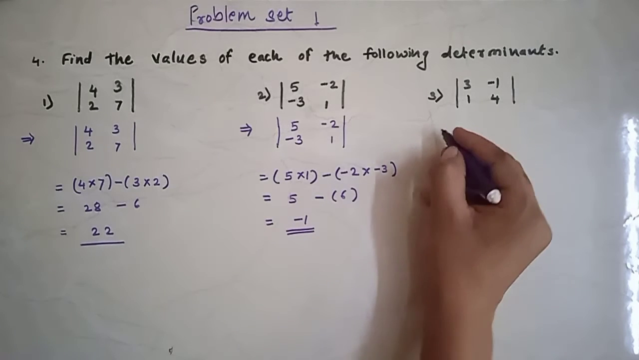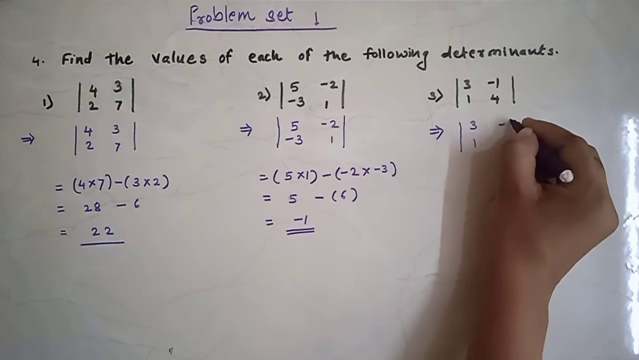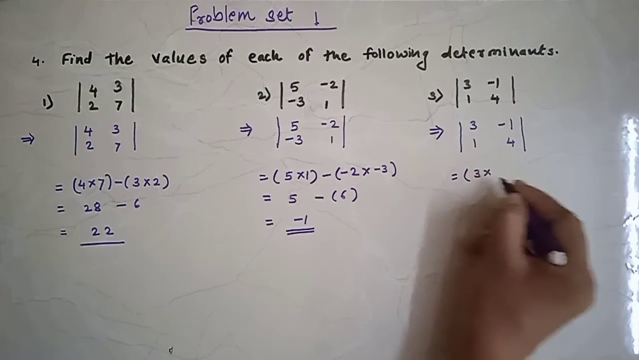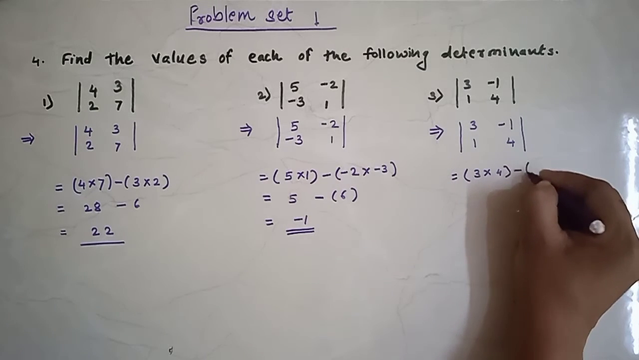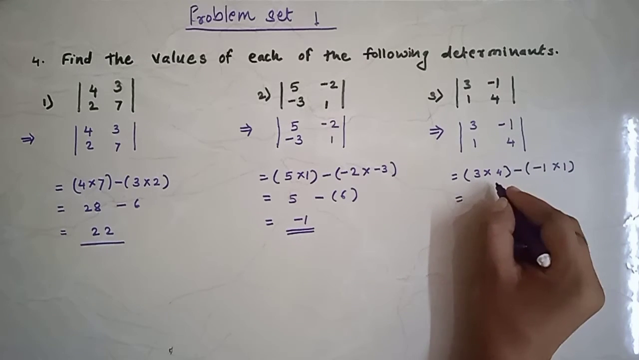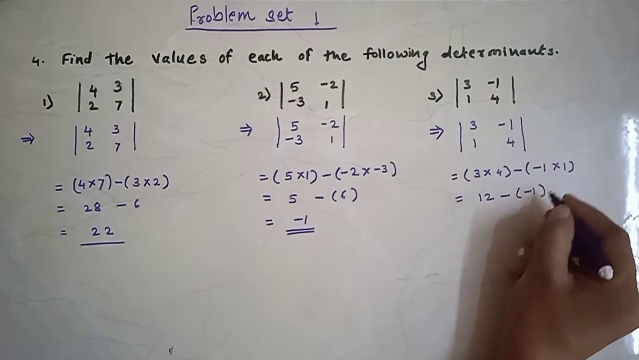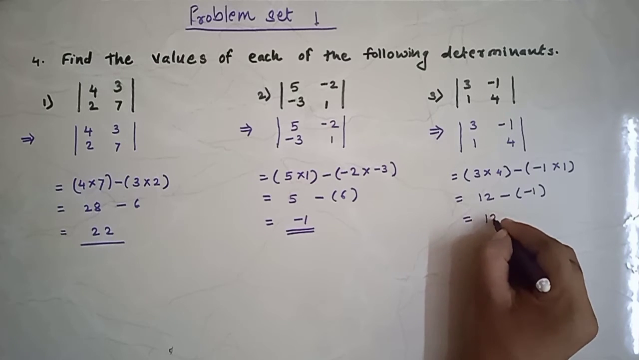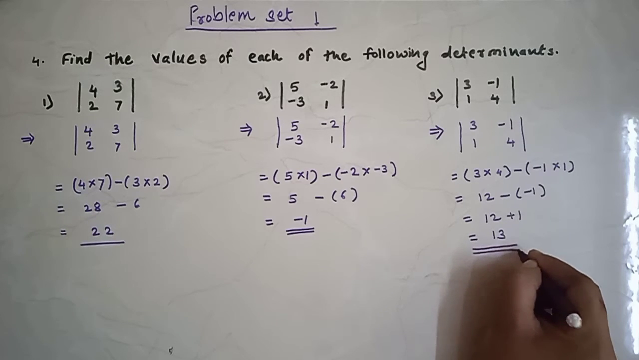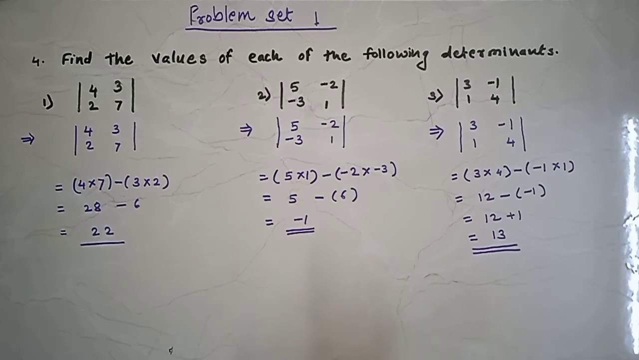So take down the third one. Follow the same method. So write here the determinant, then take down the cross multiplication, and minus 1 into 1. So write down the answers. 12, minus of minus means plus, here write minus 1. So 12 plus 1 and it is 13. So the answer of the determinant is 13. So take down the next question.